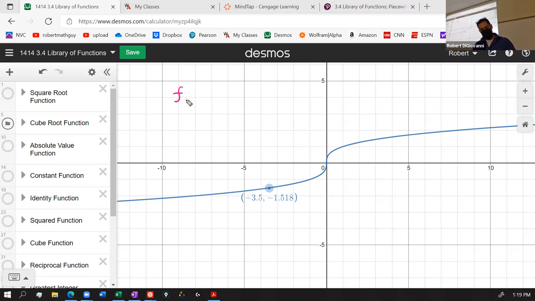So this function we're looking at is the function f of x equals the cube root. So the way we write cube root is a little cube right there, right? If we don't write anything, it's understood that it's a two. So that's the cube root.